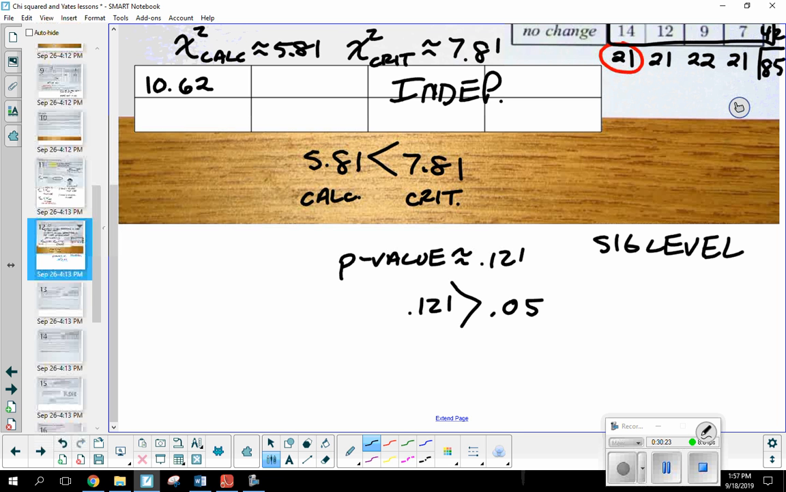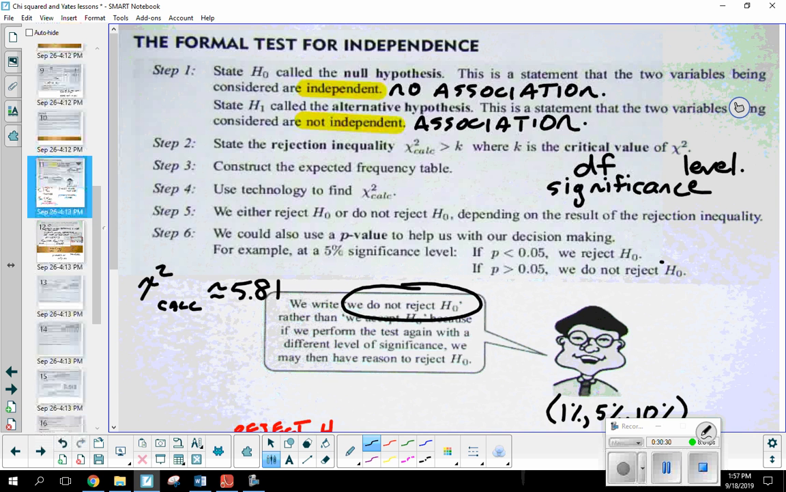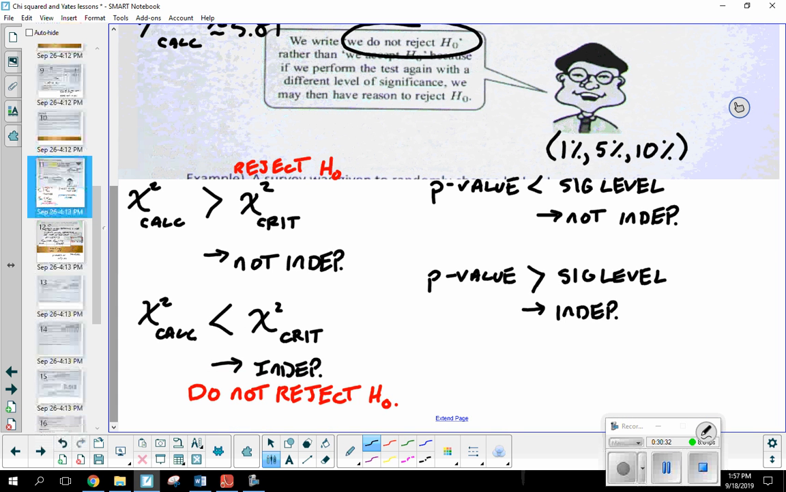Okay, so the 0.121, your p-value actually turned out to be larger than the significance level, right? We'll compare it to, again, this little summary that I gave you. Because the p-value is greater than the significance level, does that tend to agree with what we originally said? Yes, they're independent. Now, is it possible for that p-value to contradict what you originally thought? Yes, it is very possible. That could happen.